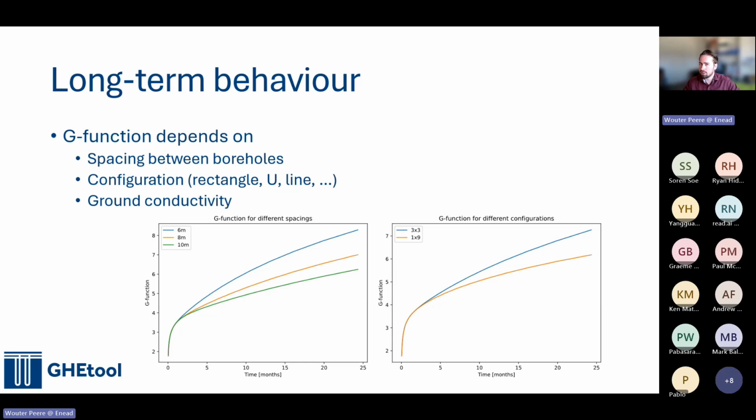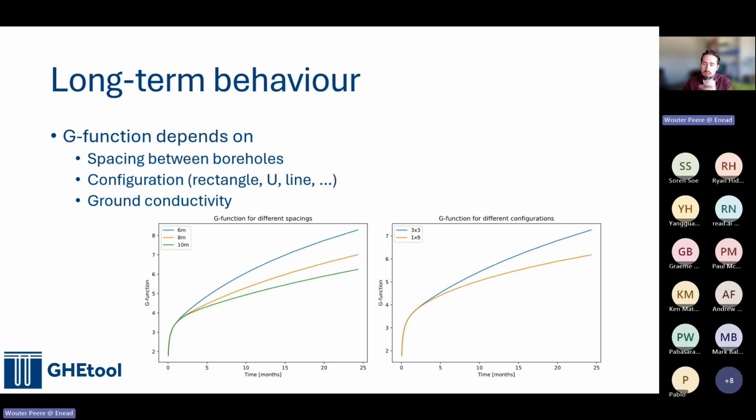The other thing is the configuration. If you place your boreholes in a grid versus you place them on a line, in the line it's also easier to give away heat. You have simply more ground to interact with, so that's also beneficial for systems which have more cooling than heating demands.